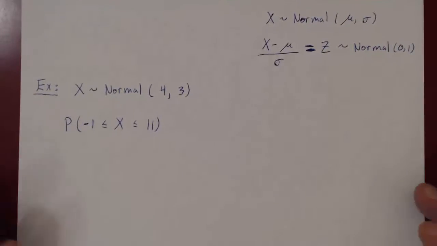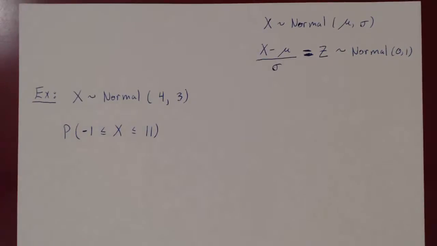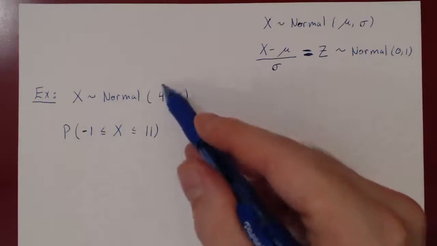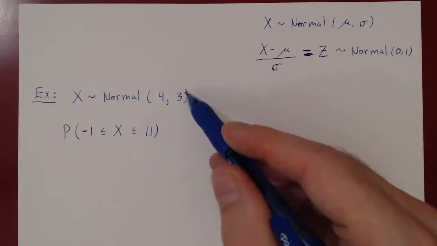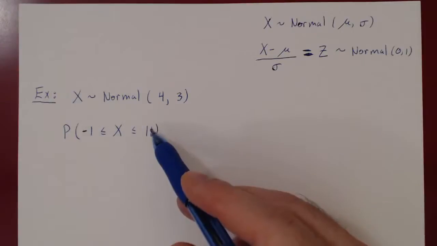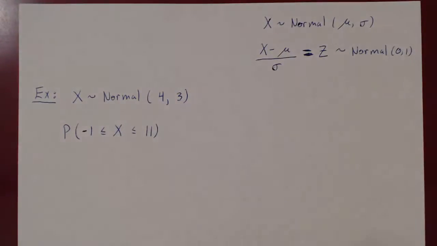Okay, so in this video, we'll consider an example of how we compute the probability that a normal random variable, in this case with a mean of 4 and a deviation of 3, lies between -1 and 11. And we'll see how we have to first standardize, and then how we can read off the probability with a table for the standard normal distribution.